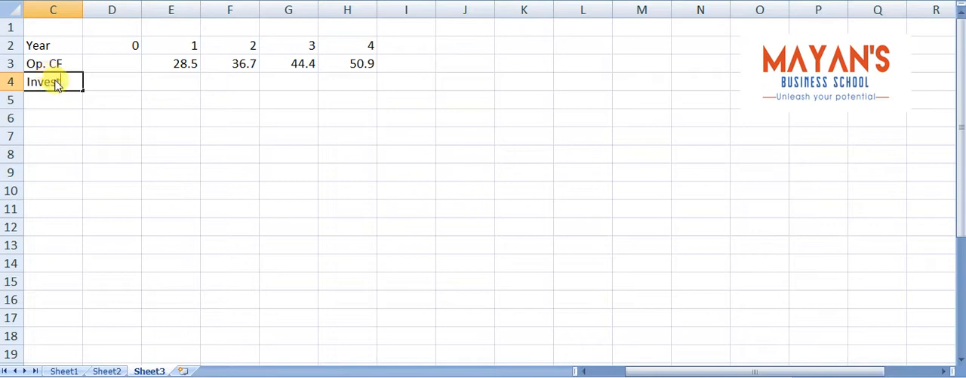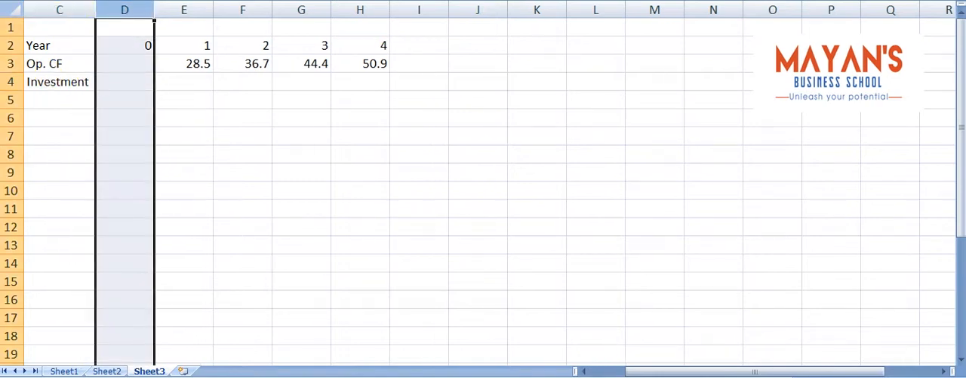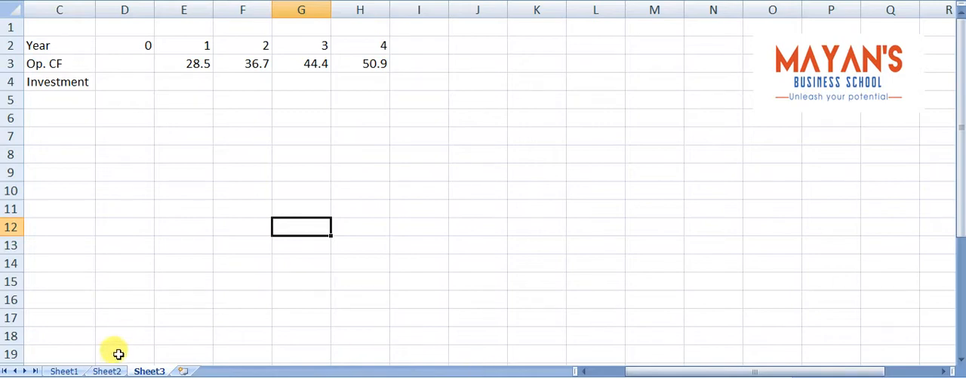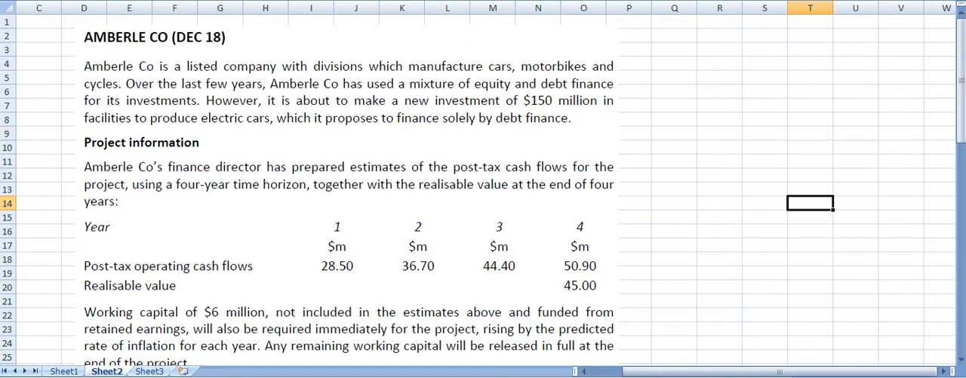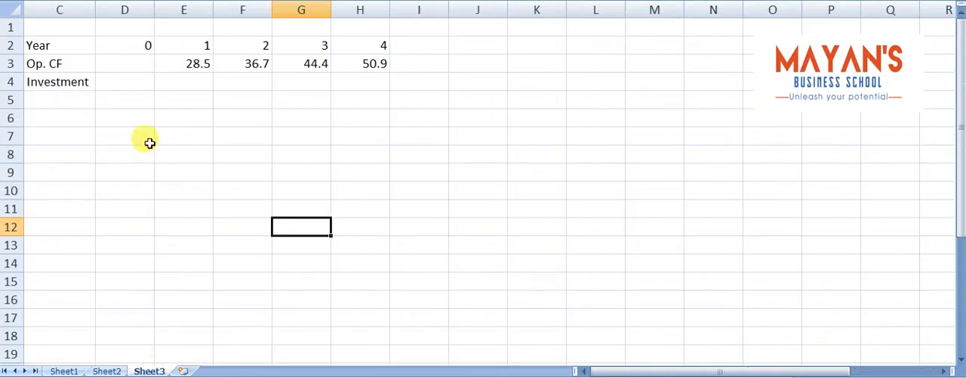Initial investment, how much was that? 150 million. And residual value 45. Then we have working capital, guys. Let me take that also, working capital. Then I can take net cash flow.